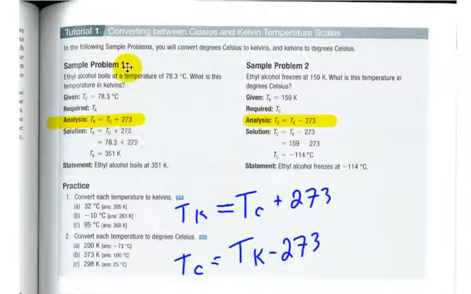As illustrated here, if the alcohol boils at 78.3 degrees C, what's this in kelvins? So Kelvin is equal to degrees C plus 273, 351 Kelvin. Or if the alcohol freezes at 159 Kelvin, what is this in degrees C? So degrees C is equal to the Kelvin temperature minus 273, minus 114 degrees C.